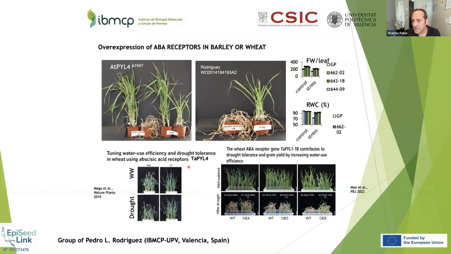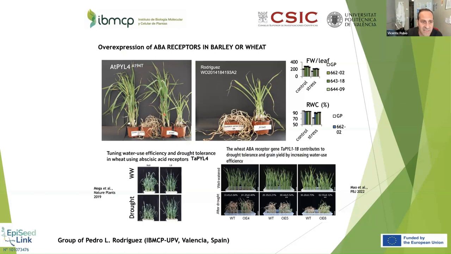One of the strategies undertaken by the group of Pedro Rodriguez was to overexpress the ABA receptors to enhance the perception of the hormone and to trigger enhanced responses to this hormone that could trigger drought tolerance. This is the case of overexpression of one of the ABA receptors, which is PYL4. In this case, they engineered PYL4 by mutating an alanine 194 to a threonine. With this mutation, they got an active ABA receptor independent of the presence of ABA. So this is constitutively active and is going to be repressing the activity of the phosphatases.